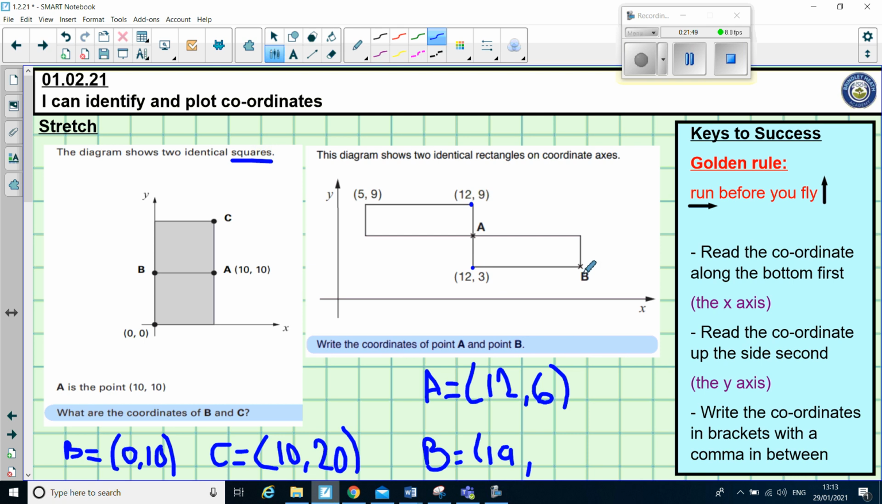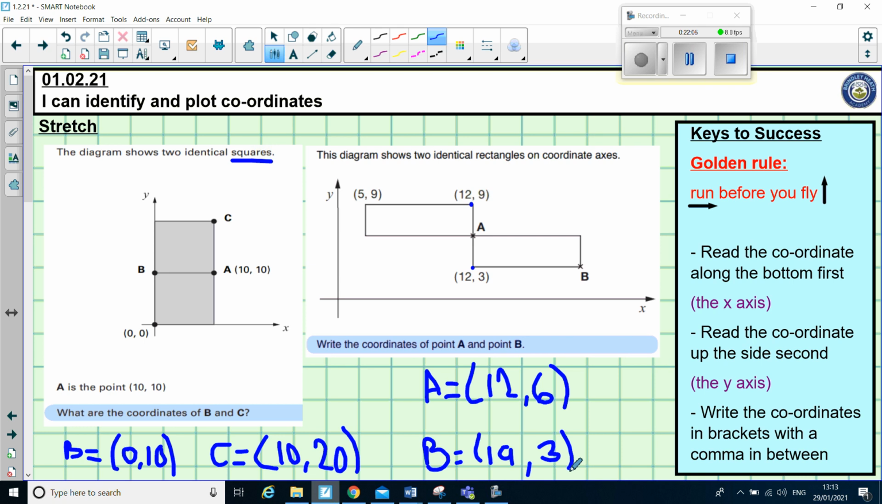Okay, the y-axis. Well, this point B is exactly in line with this point here. So that's still going to be 3, isn't it? It's no higher up or lower down the y-axis. So it must be 19, 3.